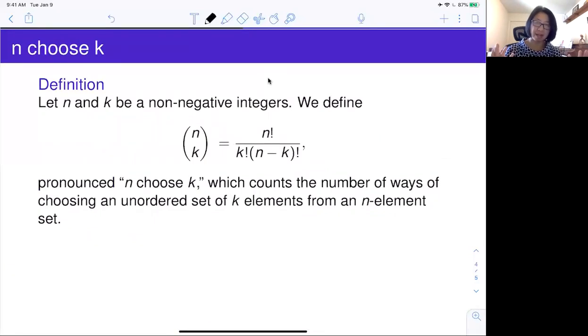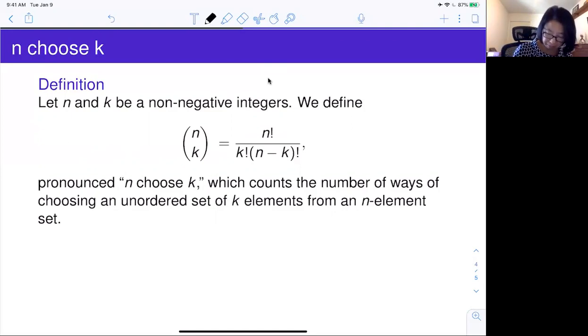So you might have seen that formula before, and if you haven't, here it is. What we did there is we were trying to choose an unordered set of 3 people from our class of 19. So in general, if you have a set of n people, that's the size of our class, and you want to pick a k-element team, so we're picking an unordered subset of k elements, we define n choose k to be n factorial divided by k factorial times n minus k factorial. This counts the number of ways of choosing an unordered set of k elements from an n element set.